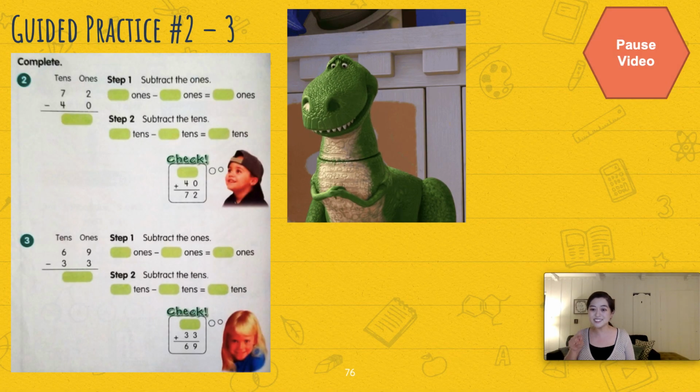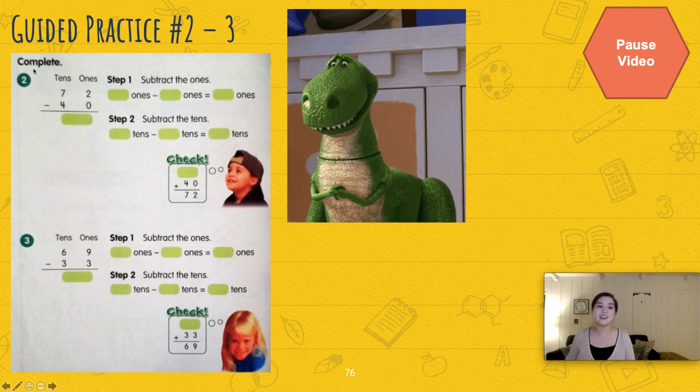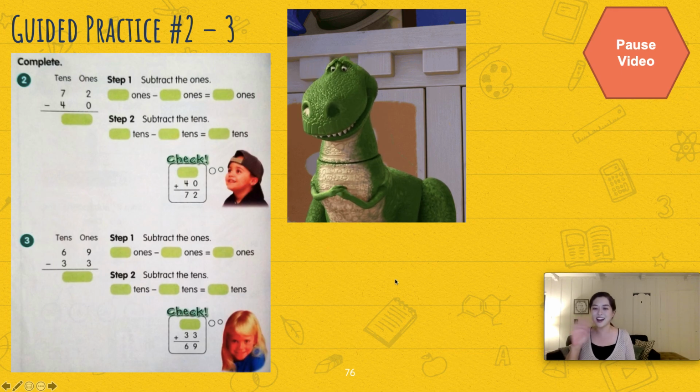All right, it's your turn. Please pause the video. And I know that it says number 2 again here, so there was a mistake. You already did number 2, but in the book they wrote number 2 again. Okay, so please do this number 2 and number 3. All right, see you when you're ready.